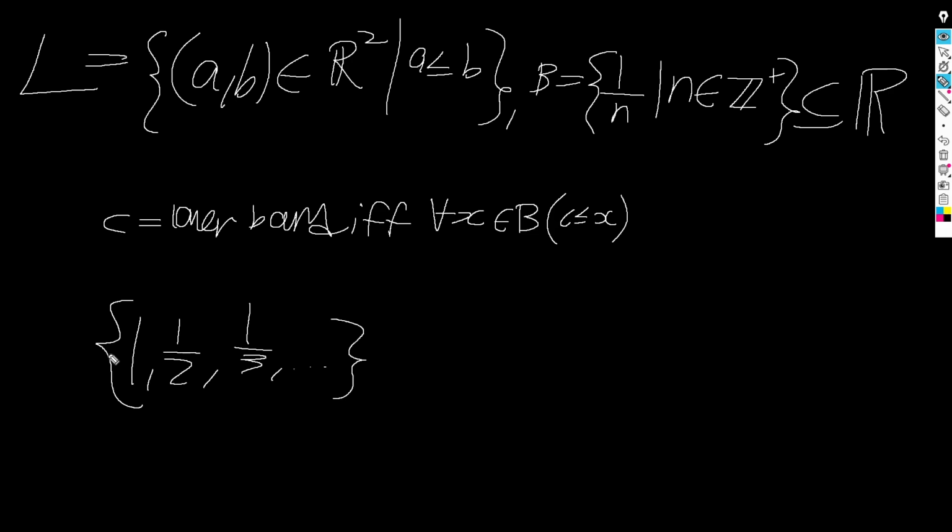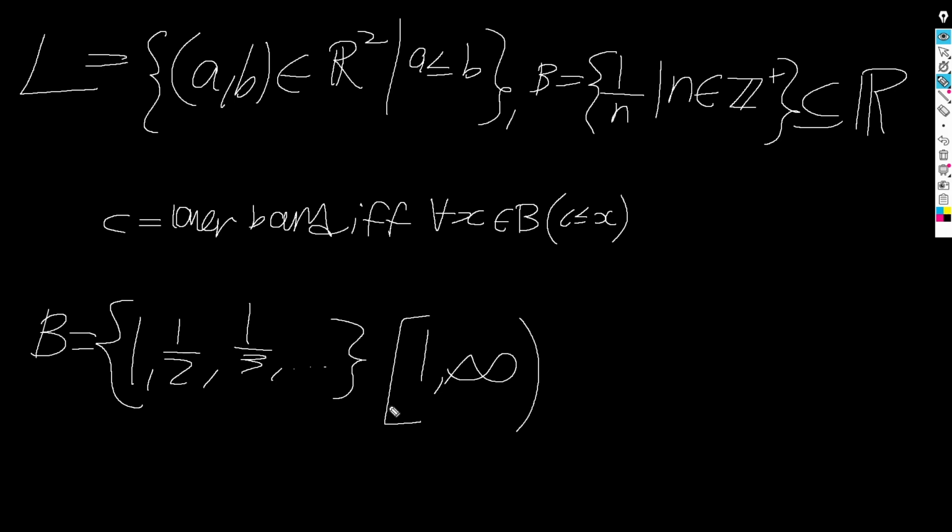Well, we'll just rewrite B as the set of 1, 1/2, 1/3, and so on. Does there exist a real number that is less than or equal to all of these? Yes. And that real number would be 0. And in fact, 0 is the greatest lower bound of B. Does this set have upper bounds? Yes. One of them is obviously 1.